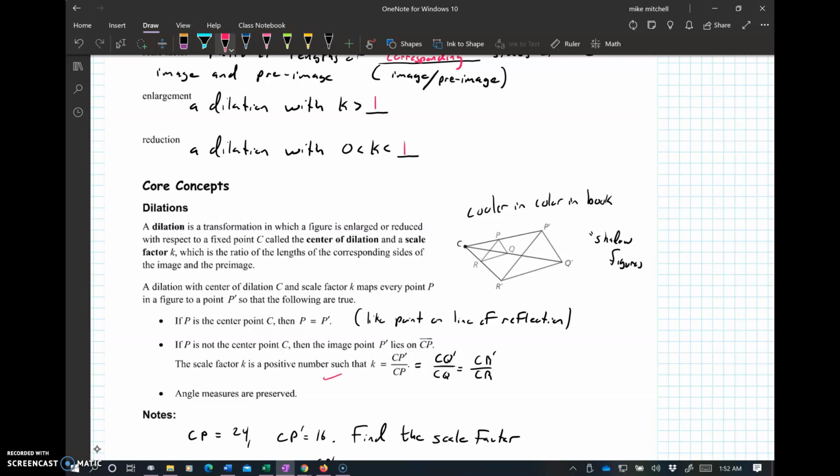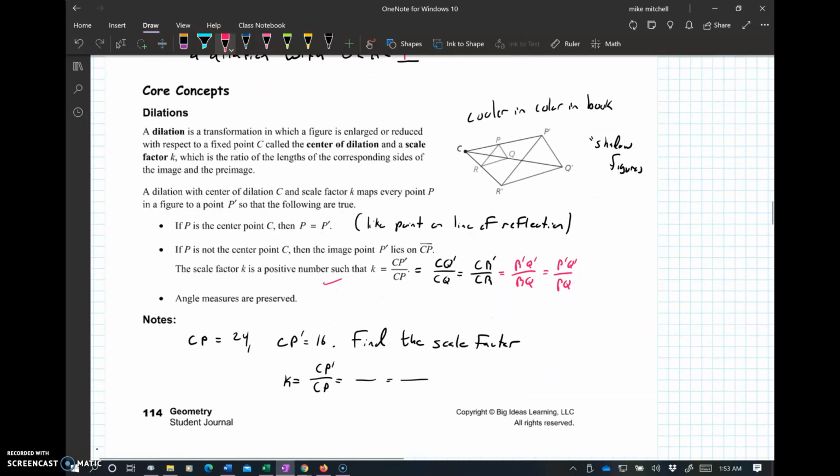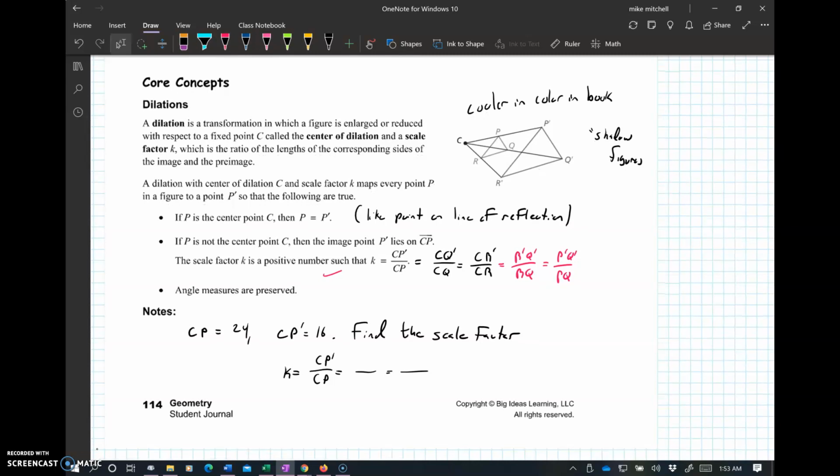Notice the center of dilation to P prime. And we can get this from some other things too. I should mention this is also going to be like R prime Q prime over RQ. So there's different ways to get this. You know, P prime Q prime over PQ. I could have done this with PR too. But those are all places you can get the scale factor.